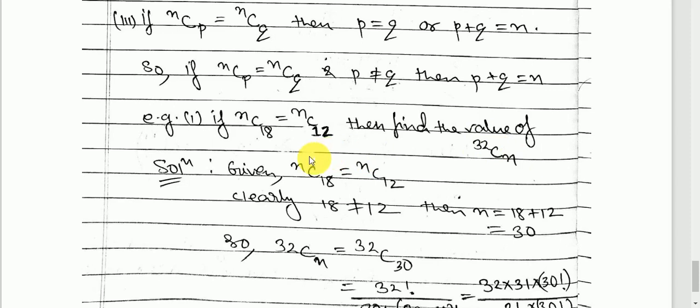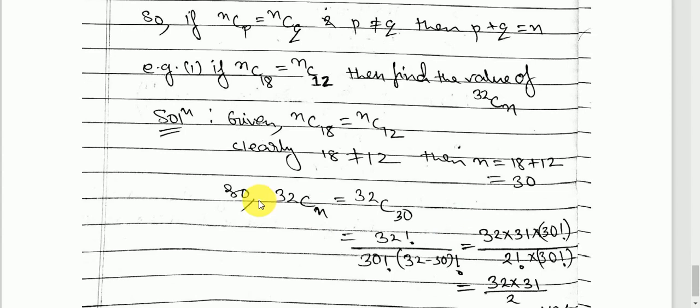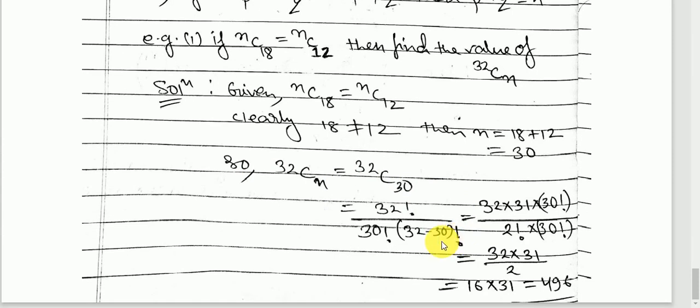So I have to find the value of n. How to find the value of n? From this property you can find it. Here you can say p is 18, q is 12. They are not equal. That means 12 plus 18 will be equal to n. So given nC18 is equal to nC12, clearly 18 is not equal to 12, then n is equal to 18 plus 12, that is 30. Then 32Cn will be 32C30. After that apply the nCr formula over here, and you will get 496.